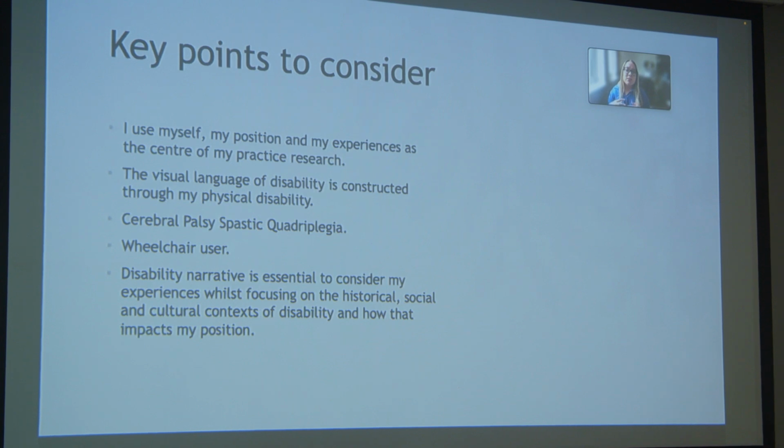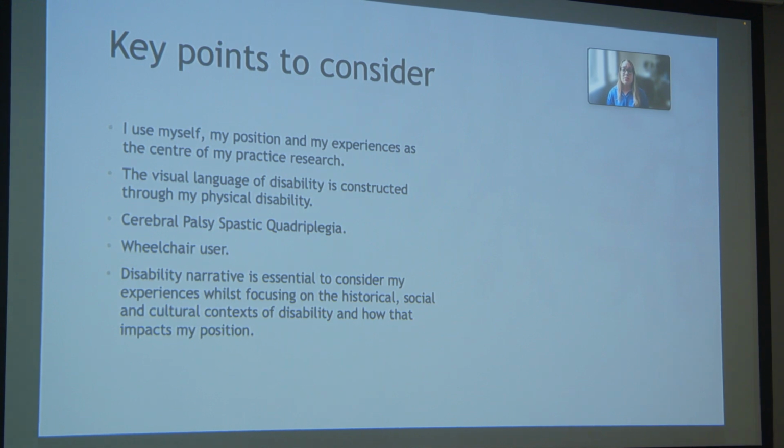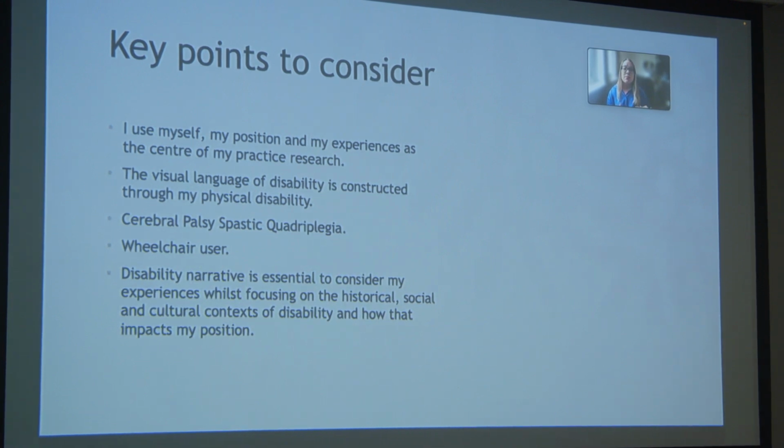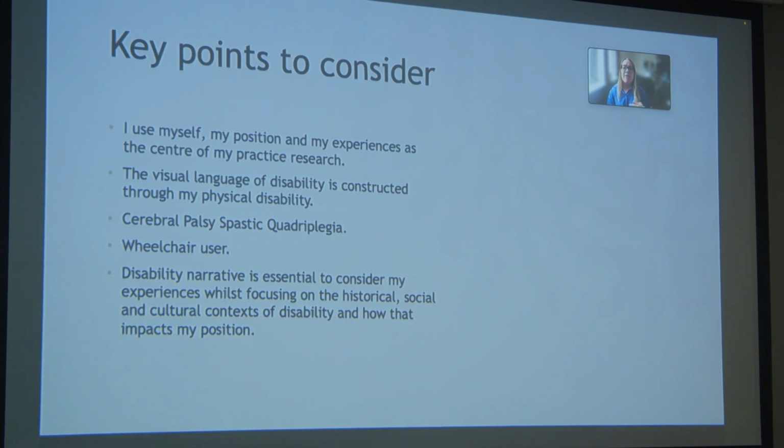Some key points to consider is that I use myself, my position, and my experiences at the center of my practice research. So the visual language of disability is constructed through my physical disability, which is Cerebral Palsy Spastic Quadriplegia. It essentially means that the part of my brain that helps with movement got damaged due to a lack of oxygen to the brain either before or during birth. As a result, it affects all 4 of my limbs with spasms, as well as parts of my body. I have no balance whatsoever, so I'm a wheelchair user, and my coordination is poor.